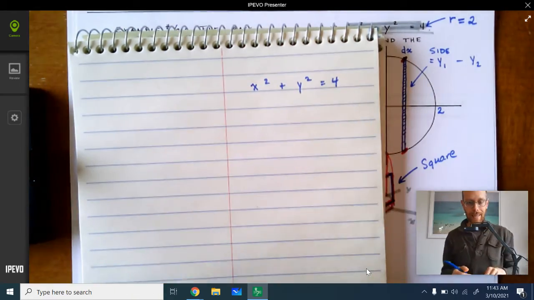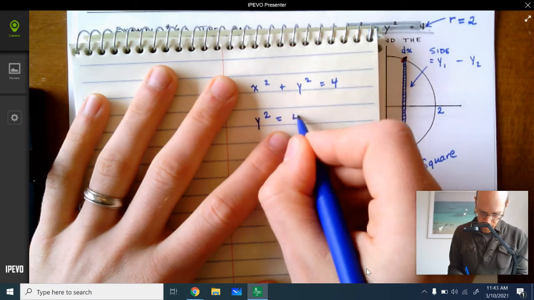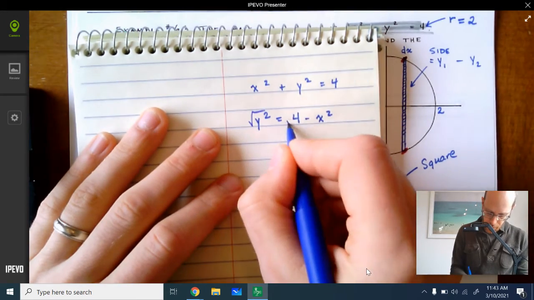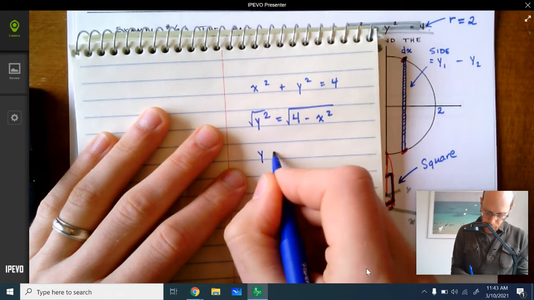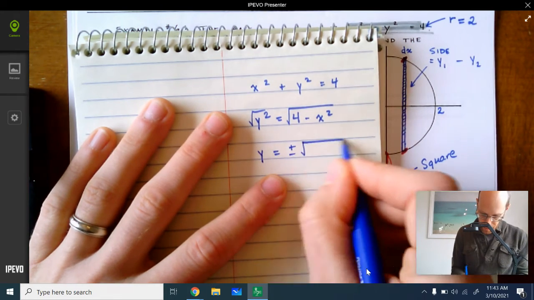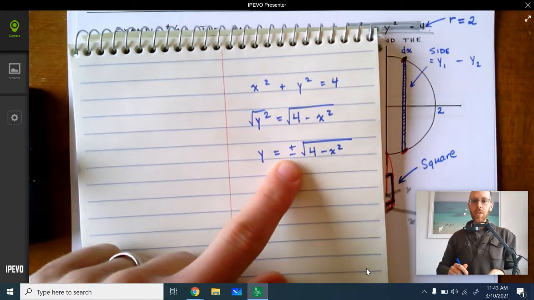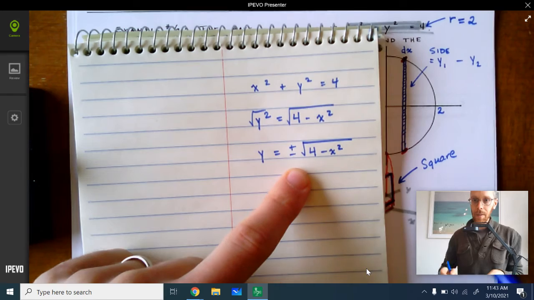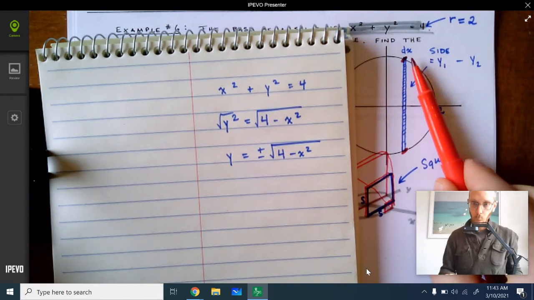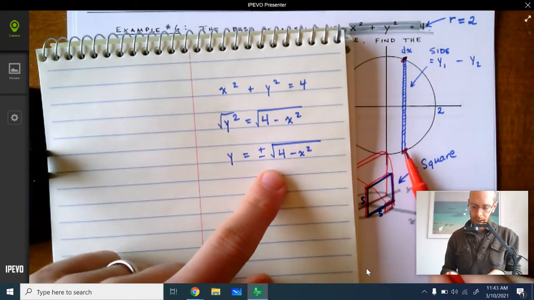You're going to subtract the x squared from both sides so that you have y squared is equal to 4 minus x squared. And then you're going to root both sides. And remember that when you root, you get two answers. You get a positive and you get a negative. So these two answers, the positive and the negative, are y1, the positive, and y2, the negative.